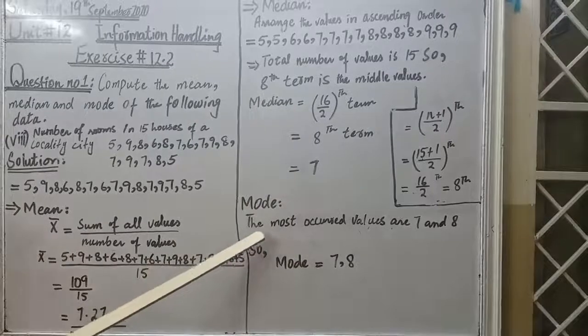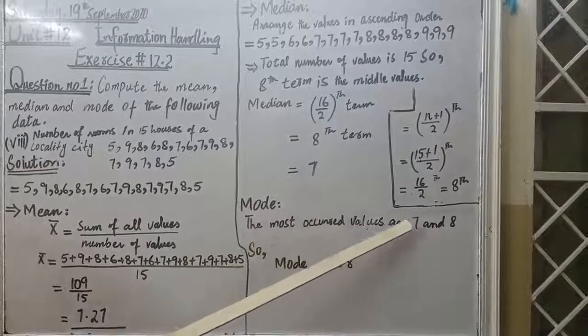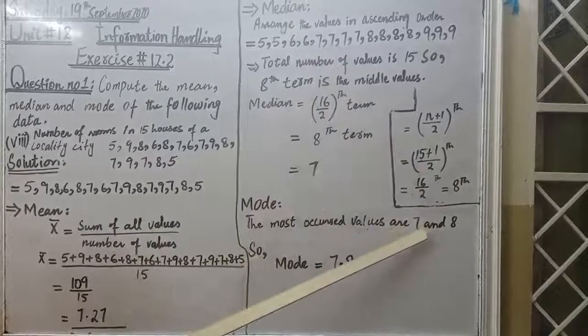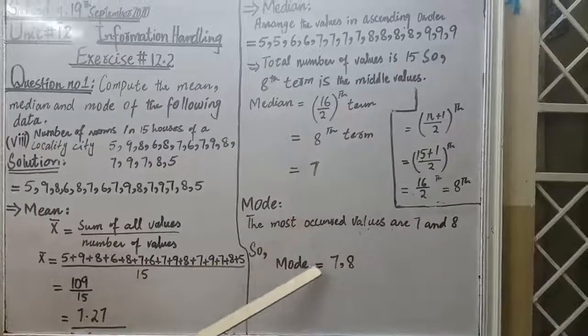Now mode. The most occurred values are 7 and 8. 7 comes 4 times and 8 also occurred 4 times. So our mode is 7 and 8.